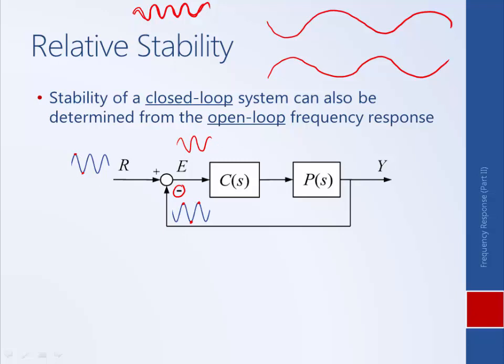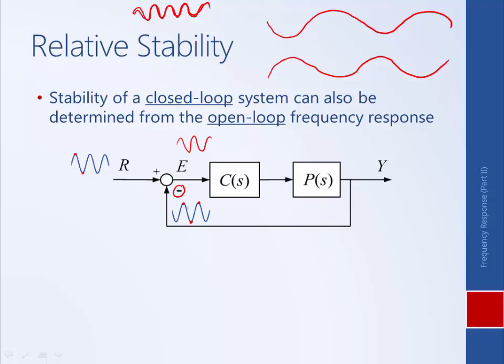Seeing that, you can start to get a feel for how that might be bad. You're adding signals and their amplitudes are getting larger and larger and larger. So being out of phase seems to be a problem or something to be concerned about, but it really only becomes a concern when the open loop system is amplifying the signal.